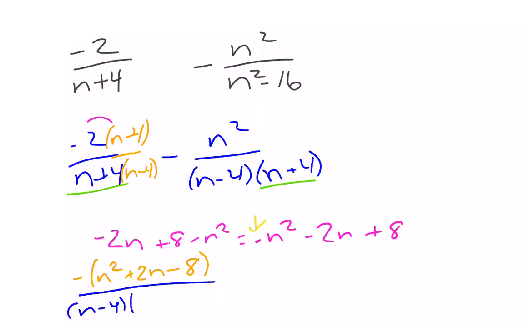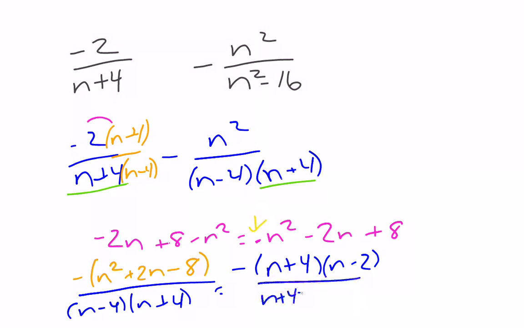So what multiplies to negative 8 and adds to positive 2? And I need to leave that negative in the front. So that would be n plus 4 times n minus 2 all over n plus 4, n minus 4. And then my n plus 4's cancel, so my final answer is negative n minus 2 over n minus 4. So I was really impressed if you got that one right.